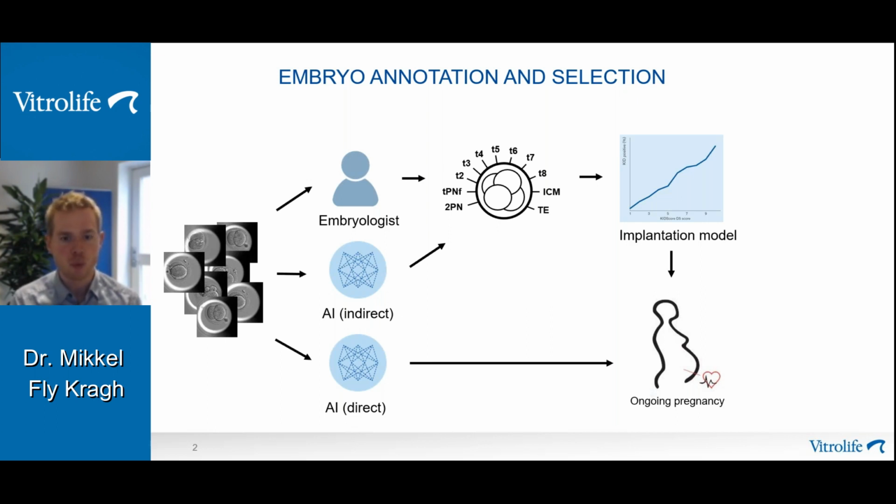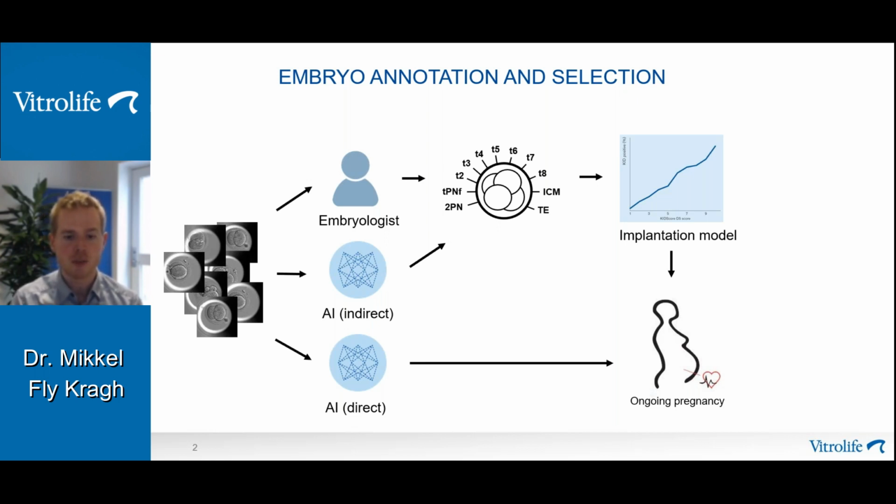For the past few years, we at Vitrolife have developed a number of AI-based algorithms that can help automatically predict these parameters, and thereby save the embryologist a considerable amount of time while providing both consistent and accurate annotations. That's what we call indirect AI methods, because they still require an implantation model and they are based on existing traditional parameters. These models are currently running in numerous clinics, where they help optimize the daily workflow.